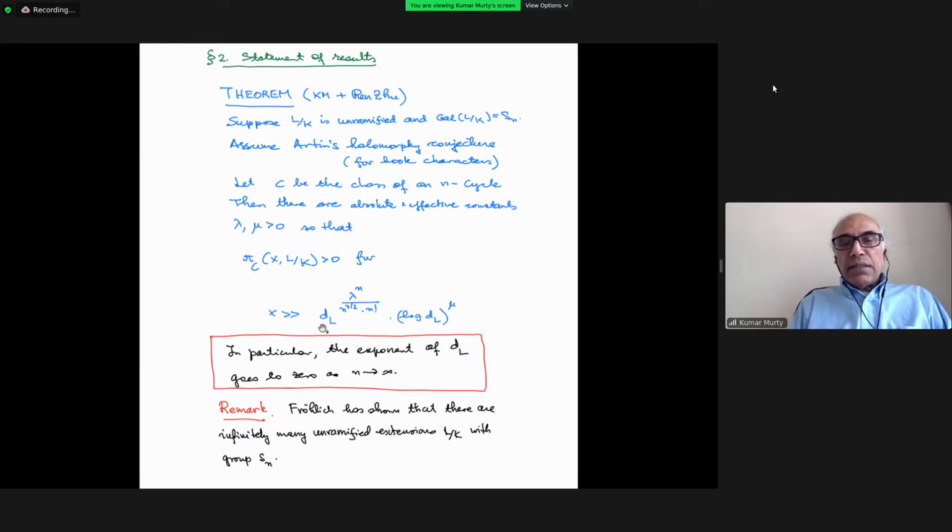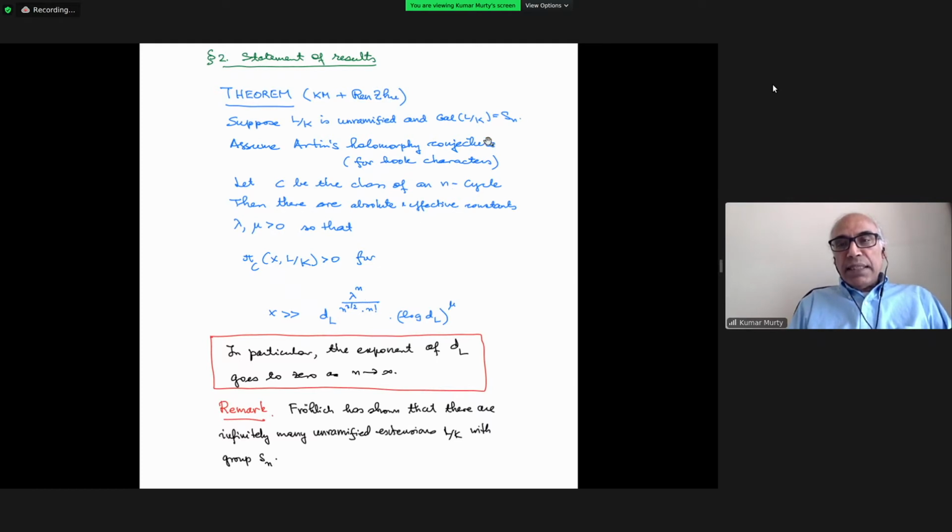So I get the discriminant of the top field, and then this exponent, and then some power of the log of the discriminant. Okay, let's look at this power. So remember, this is an S_n extension. So the degree of L over K is n factorial. So I'm getting the root discriminant, d_L to the 1 over n factorial, and then to a power which is still exponential, but it's exponential in n.